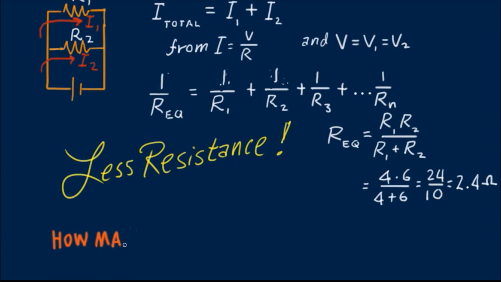I want to leave you with a question. How many 4-ohm resistors must be connected in parallel to create an equivalent resistance of 1 ohm?